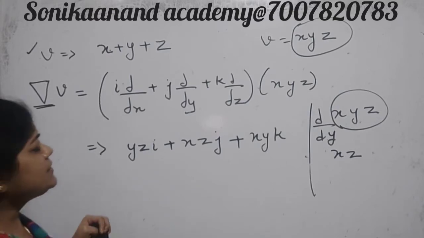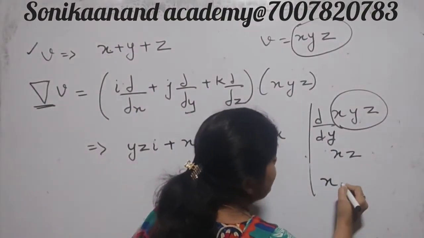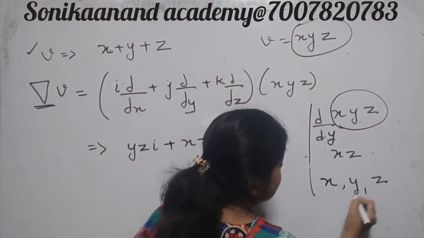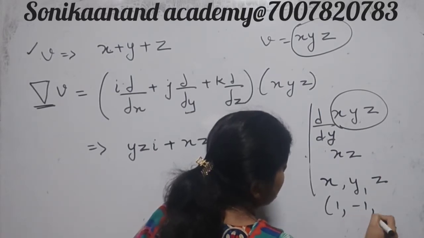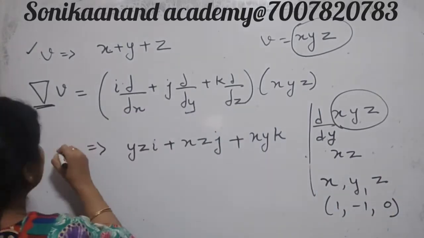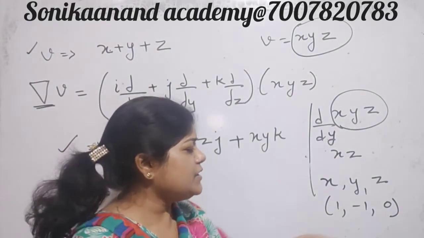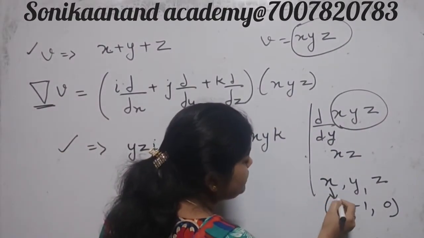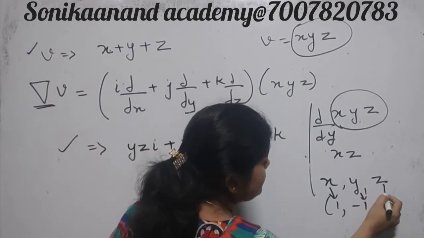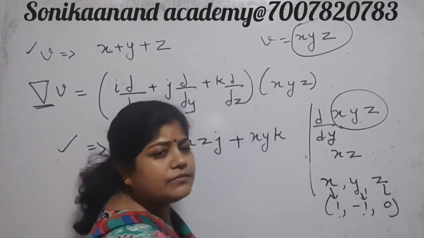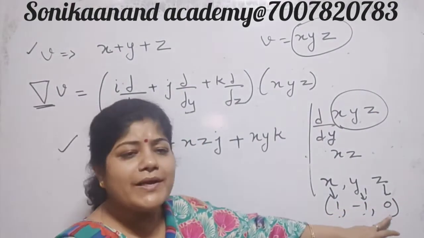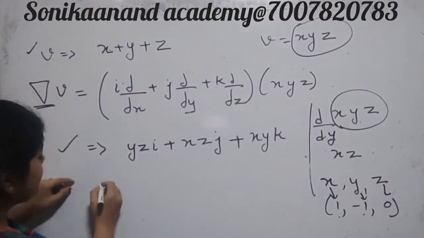For example, it is given that the values of x, y and z are 1, minus 1 and 0, and we have to find the value of the gradient. If we have three values, 1, minus 1 and 0, then the first value indicates x, this is y, this is z. This is not i, j, k. These are the values of x, y, z. So we write it over here.